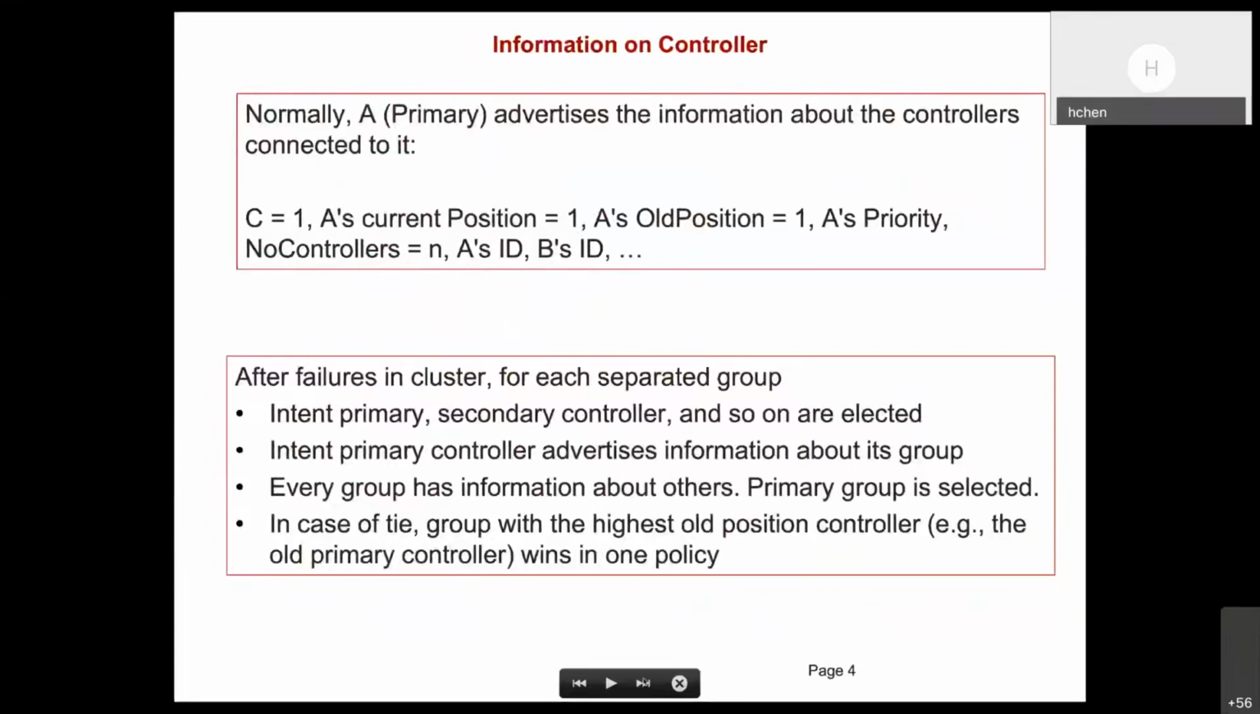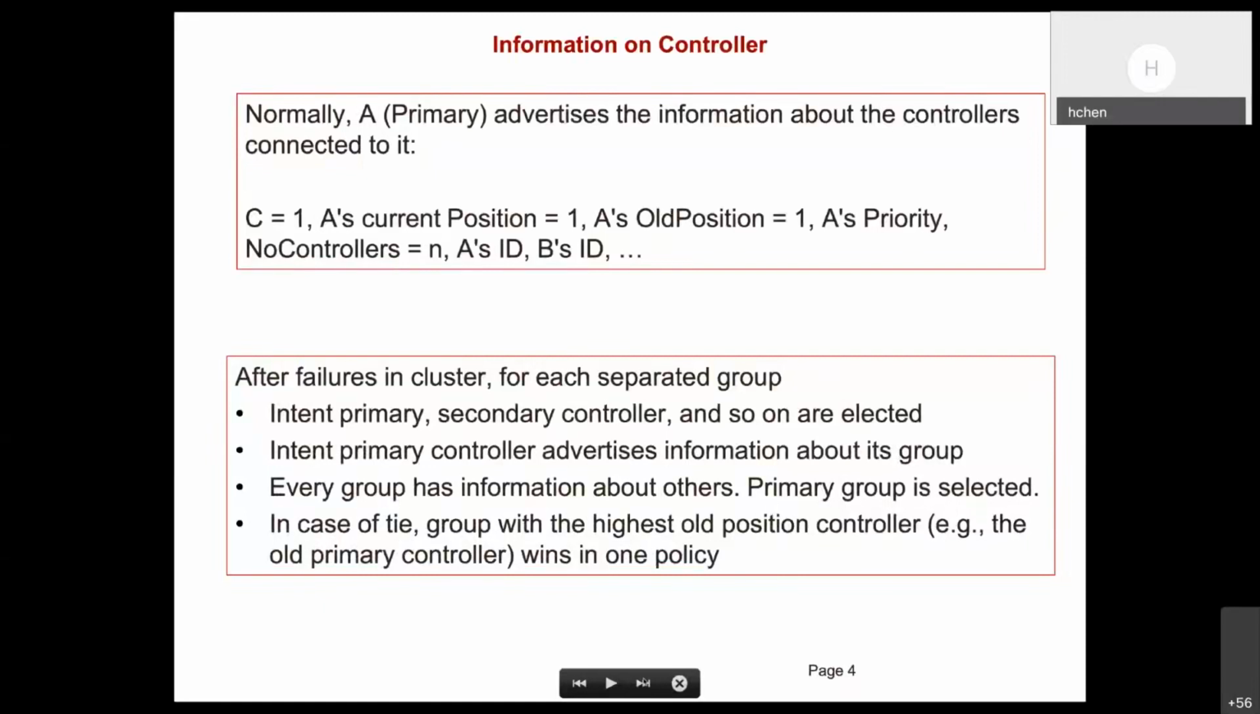Here we summarize the minimum information advertised by the primary controller in a cluster, or the intended primary controller in a group. In the normal case, when the cluster works fine, only the primary controller in the cluster will advertise minimum information, such as my current position. If it's the primary controller, the current position is one, and then my priority, the number of controllers in the cluster, and the IDs of each of the controllers.